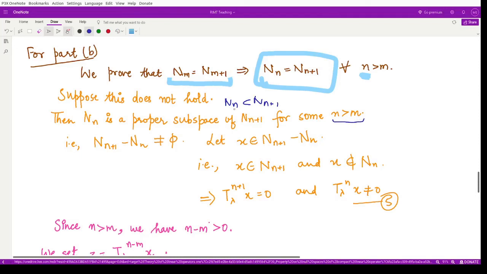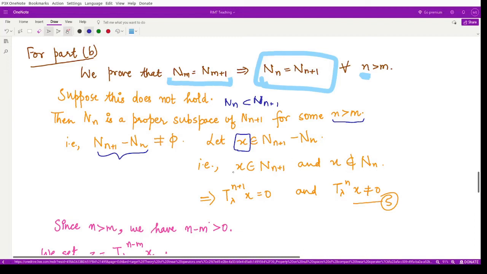Because we are saying that it is a proper subspace of N(n+1), if we take the difference, that difference should be non-zero. It should contain at least one element. So we call that element x. This x is contained in the difference. So that means this x would be there in N(n+1), but this x would not be there in N(n).